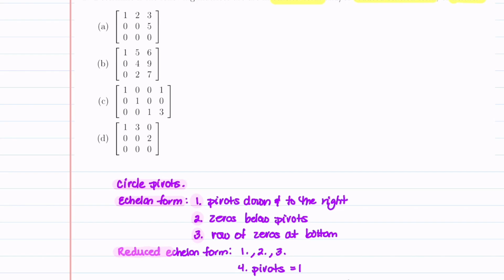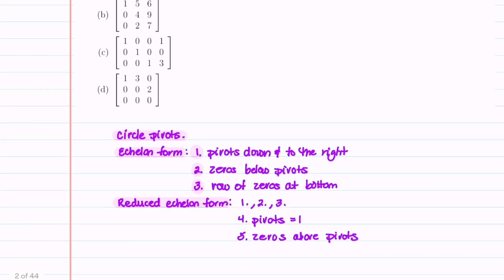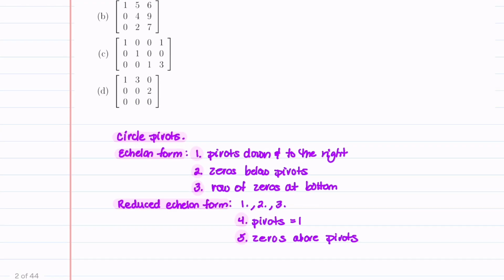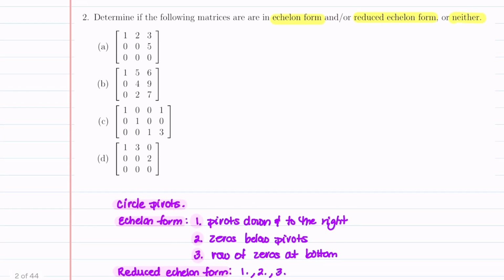If a matrix is in reduced echelon form, these first three requirements in echelon form are met. And then we have two additional requirements. And those are that our pivots have to be equal to 1 and that we have to have zeros above our pivots. Let's go ahead and look at our first example.